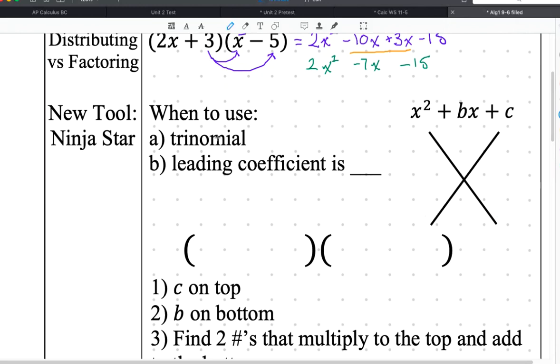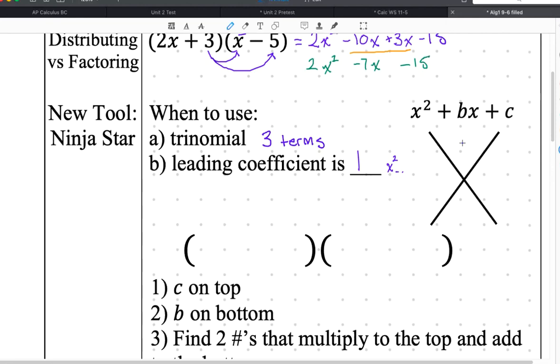So if I have a trinomial, does anyone remember what trinomial means again? The 3 terms. Yeah, 3 terms. So if I have 3 terms and the leading coefficient is just x squared, not 2x squared, not 3x squared, but exactly just x squared, I guess that is the coefficient. The leading coefficient is 1, so I have something of the form x squared and so on. If I have just x squared to begin with, then I can use the Ninja Star. If I see 2x squared, you cannot use Ninja Star. It'll mess you up.